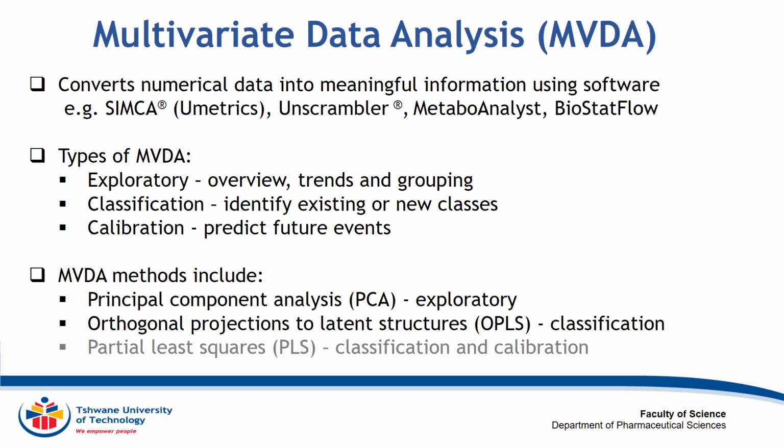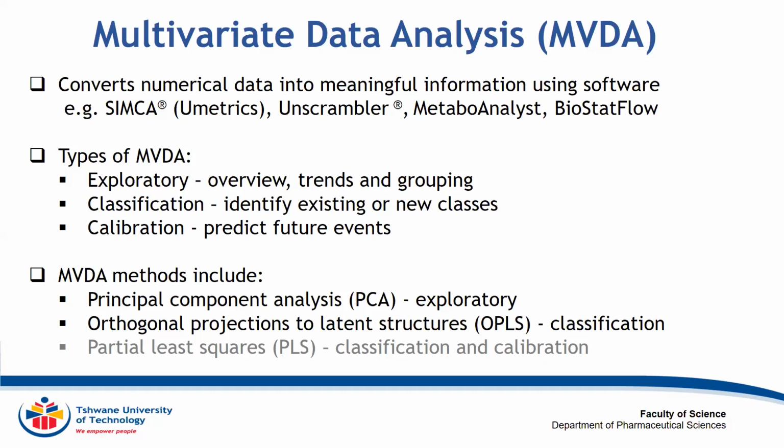Depending on the research question that the researcher has, there are different types of multivariate data analysis that can be done. There is exploratory multivariate data analysis, which is quite common and quite popular, where you just want to look at an overview of the data. You want to see what the patterns in your data are. Are there any trends or any groupings? This can be in phytochemistry or metabolomics involving other in vivo systems, so this is applicable to a lot of situations.